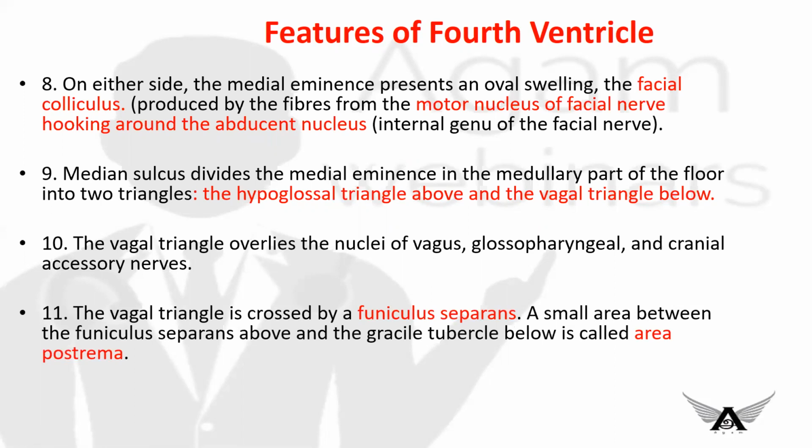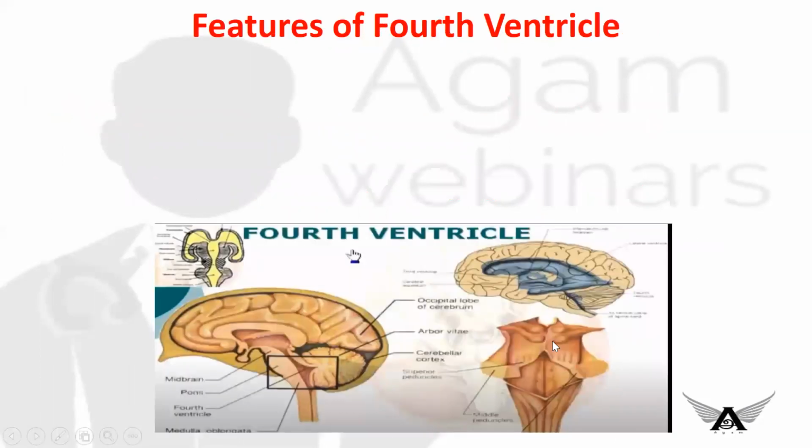Now the vagal triangle is located below. The vagal triangle is crossed by a funiculus separatus. A small area between the funiculus separatus above and the gracile tubercle below is called the area postrema. I'll show you that.